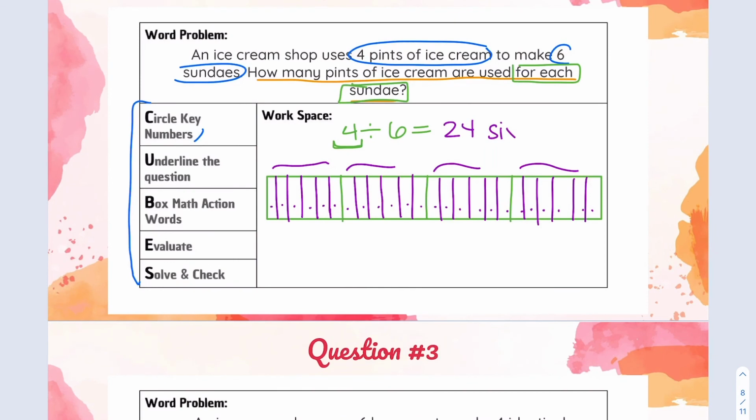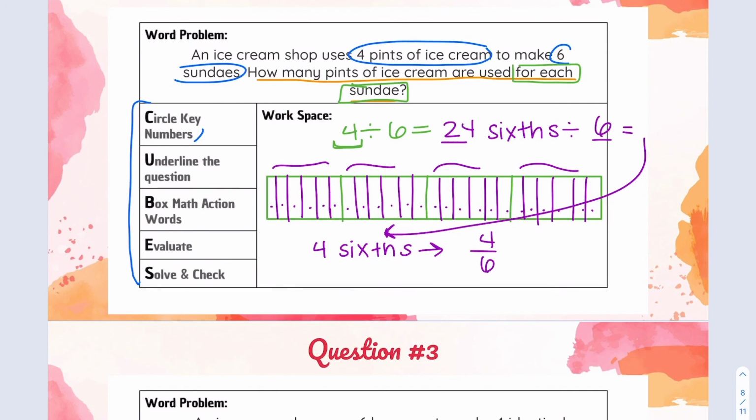And my answer is 24 sixths divided by 6. So what is 24 divided by 6? That is 4, meaning we have 4 sixths. And I'm sorry, I just moved down here just because I was running out of space. 4 sixths, and we can write that as a fraction, which is 4 sixths.